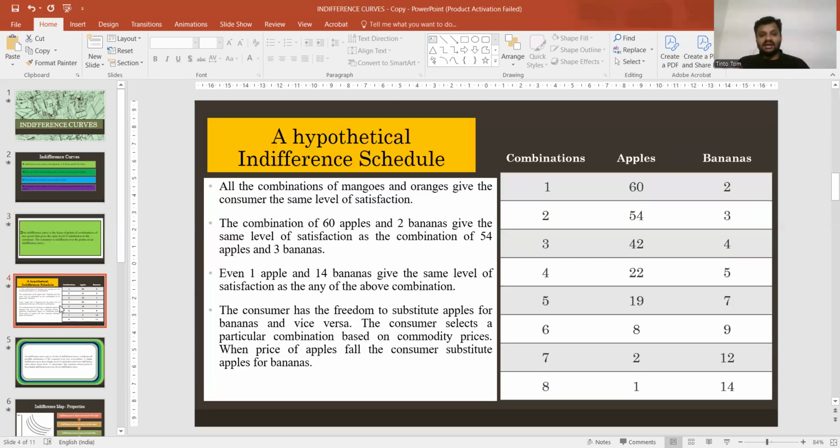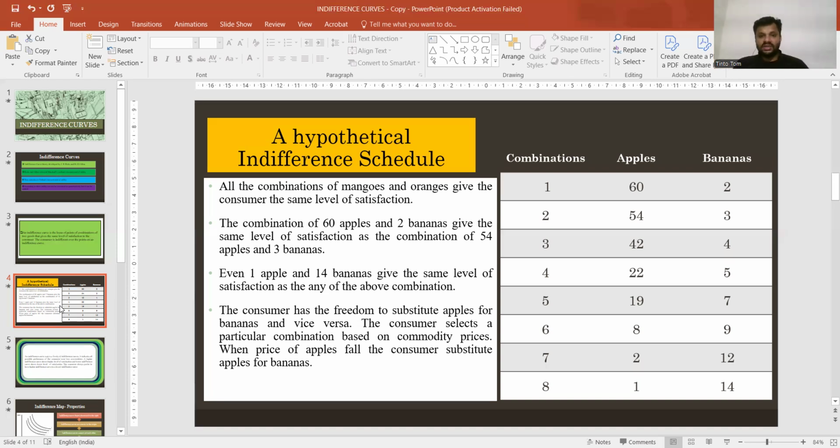So here you can see a hypothetical indifference curve schedule. Here you can see different combinations, 1 to 8, and two different commodities, apple and banana. In combinations 1 to 8, the combination of apple and banana is quite different. When we consider the first combination, that is 60 units of apple and 2 units of banana, whatever satisfaction the consumer is getting from it, the same level of satisfaction the consumer will get at combination A, that means 1 unit of apple and 14 units of banana.